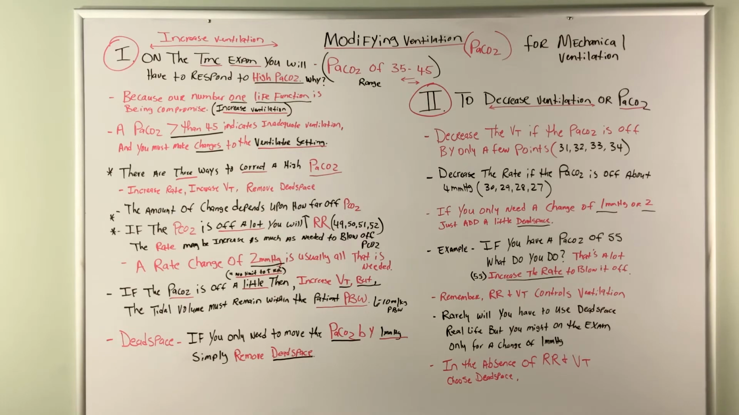And lastly, if you only need to move the CO2 by 1, then you simply remove the dead space. First thing you do is increase the respiratory rate. Secondly, you increase the tidal volume. Thirdly, if necessary, when you have to move the CO2 by maybe 1, then you will remove dead space. I know this can sound confusing, but it's not really if you just take it one step at a time. So this is how we increase ventilation, or this is how we respond to a high CO2.